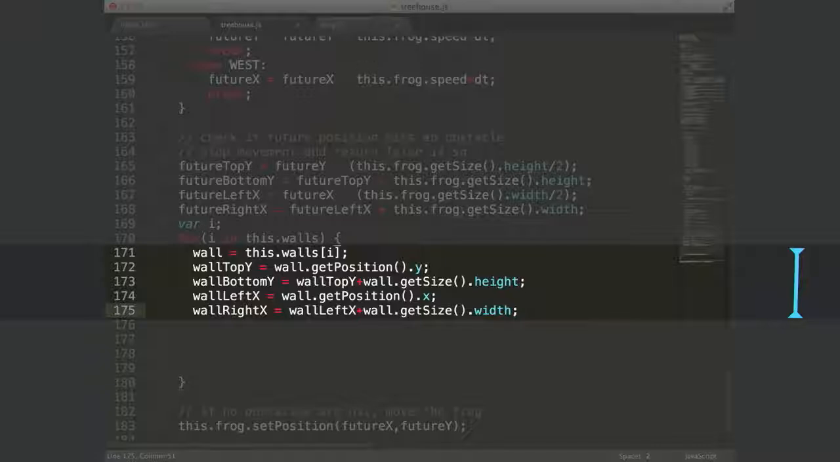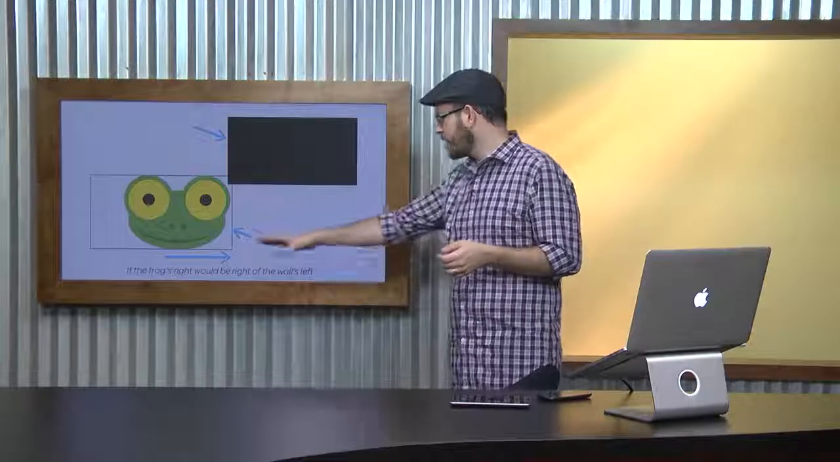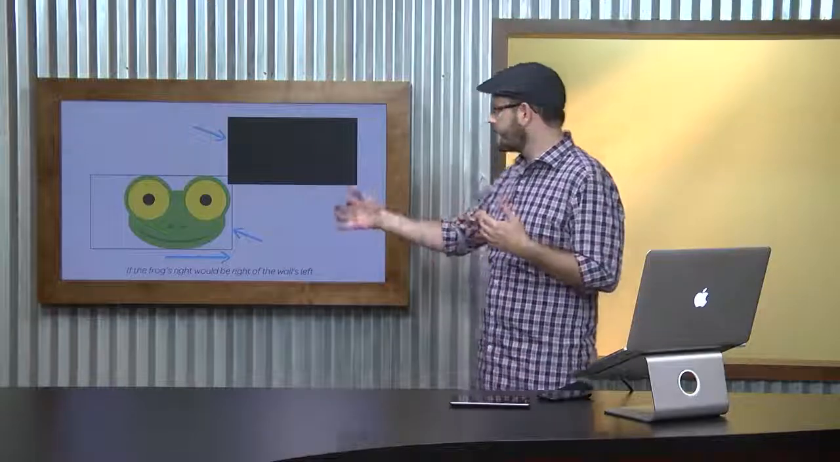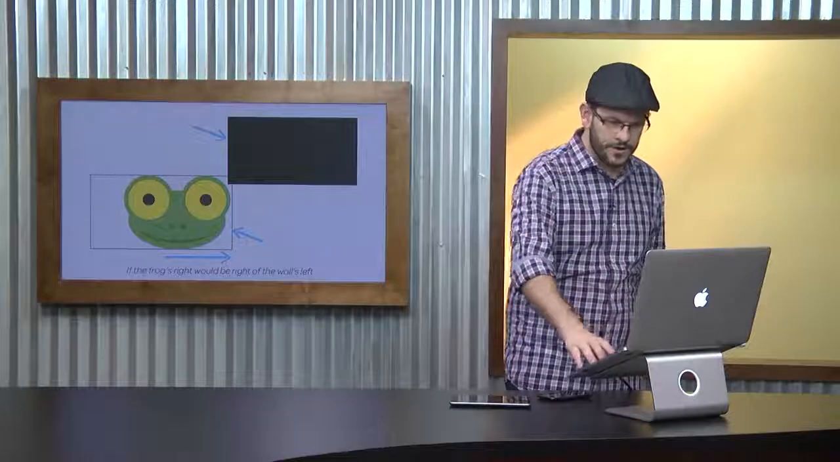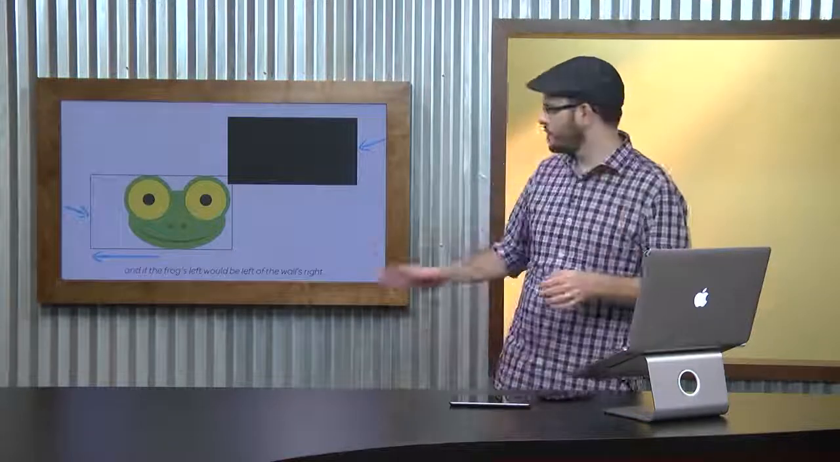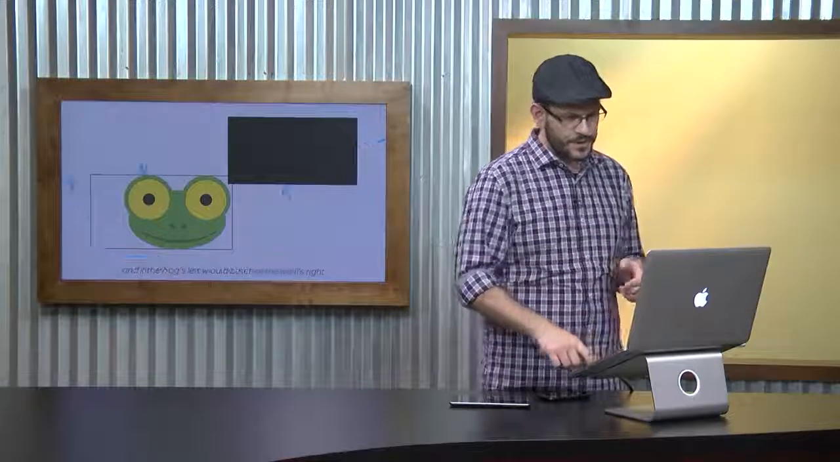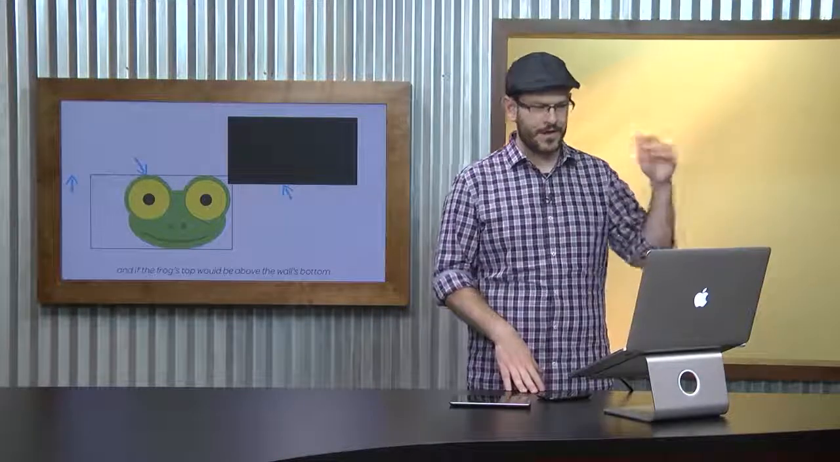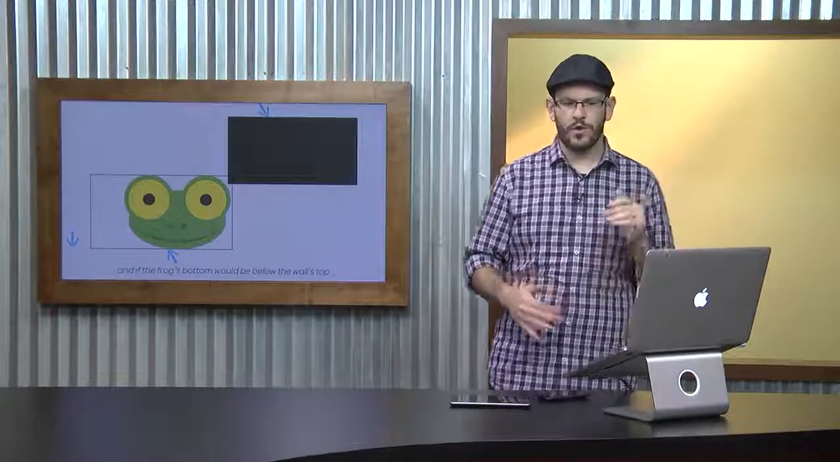Then we've got to write a conditional that will check if the frog's future X and future Y coordinates, the bounding box, would collide with a wall. So we're looking at something like this. We're looking at if the frog's right would be right of the wall's left. So we're going to compare those 2 values. Then we're also going to check if his left would be to the left of the wall's right. Then we're also going to check if his top would be above the wall's bottom. And we'll check if the frog's bottom would be below the wall's top.